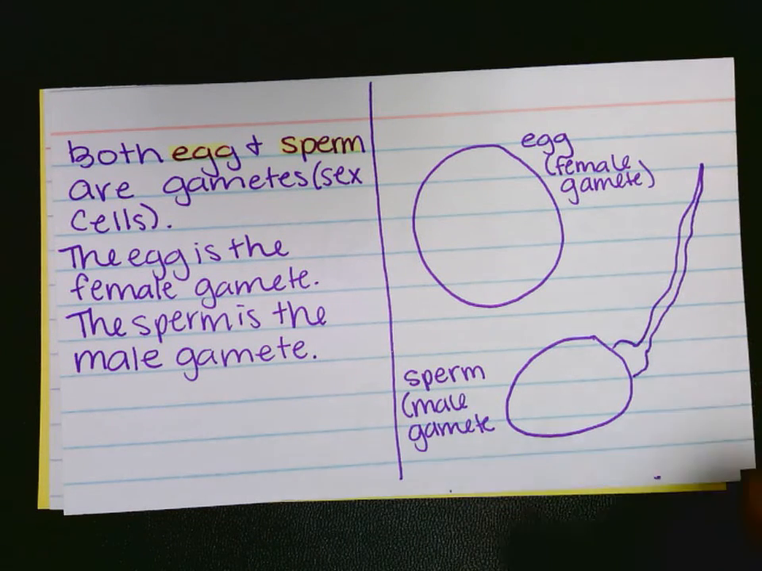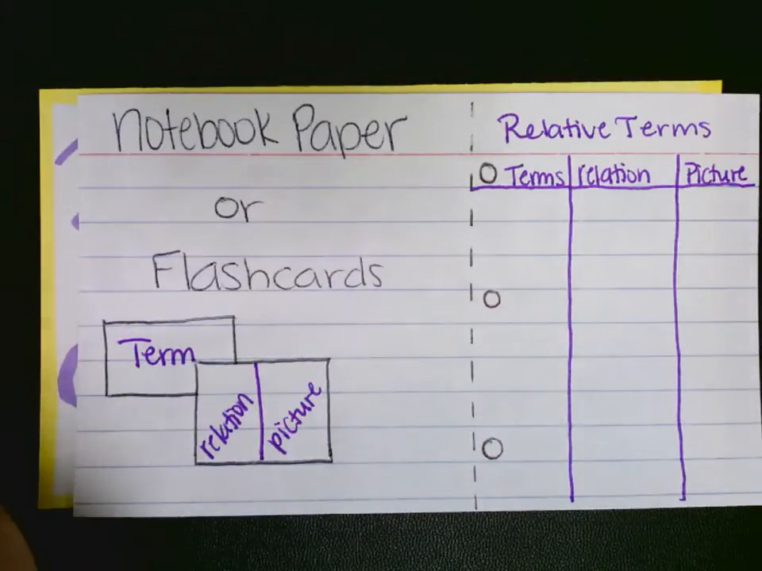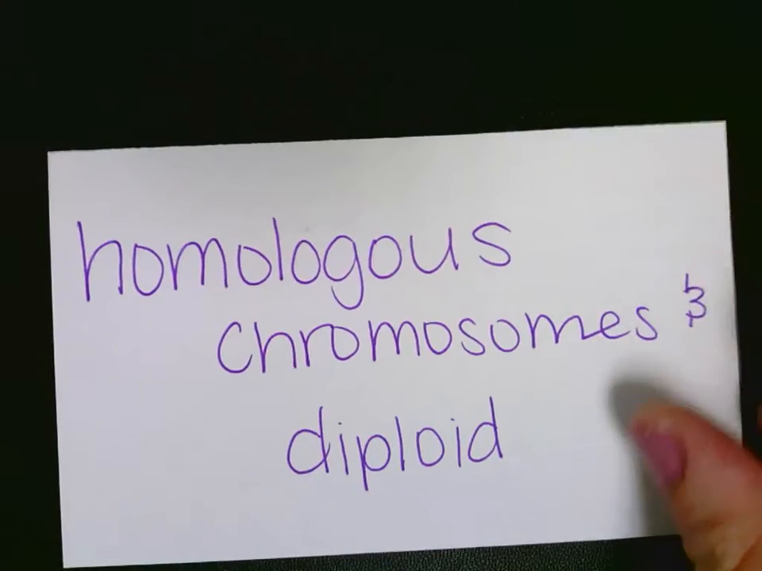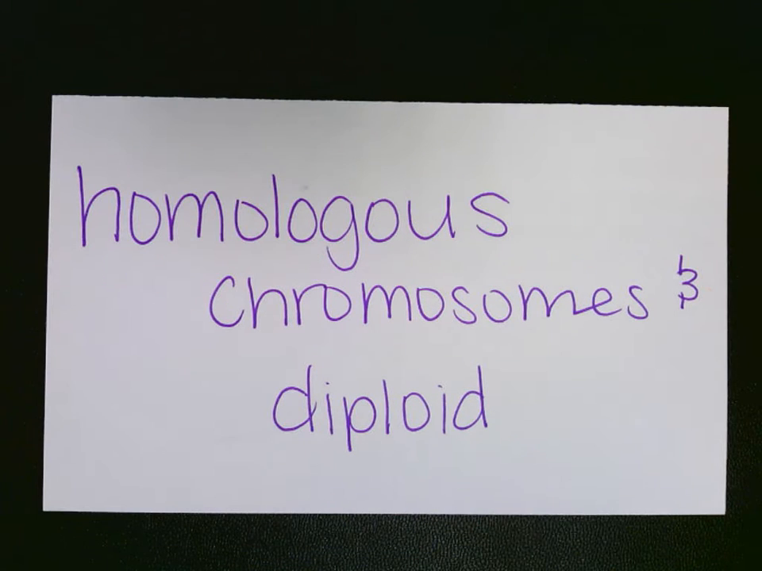Next, we're going to practice with diploid and homologous chromosomes. So diploid and homologous chromosomes. Once again, you can pause the video to write down your answer. Okay, let's go ahead and check it.